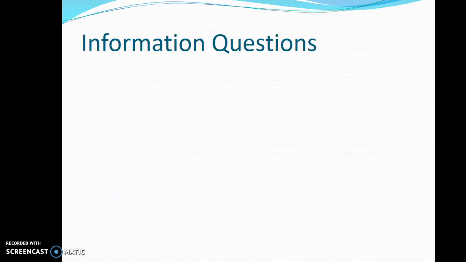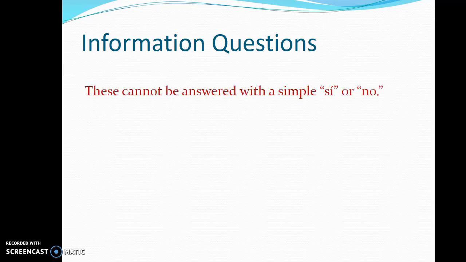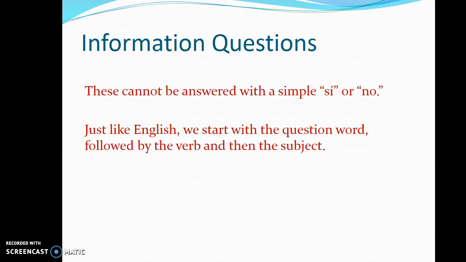Okay, our third type of question is information questions. All these are the who, what, when, where, why type questions. So you can't just answer it with a sí or a no, you have to give some kind of information. So, same word order as English, basically. So we start with the question word, such as qué, alright, follow it by the verb, and then follow it by the subject. So, let's make it, what does Jose eat for breakfast? We would say, qué come Jose, or qué desayuna Jose. Qué desayuna Jose.